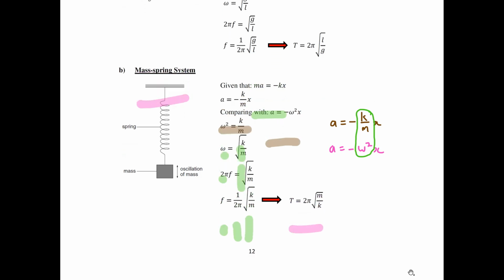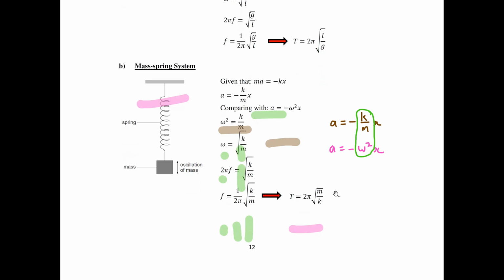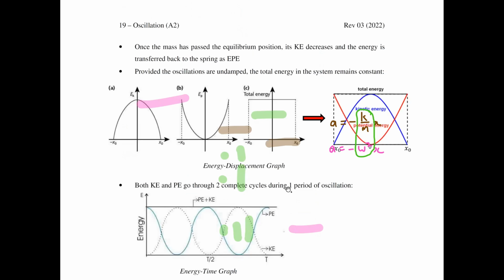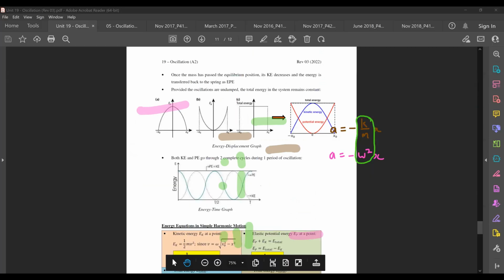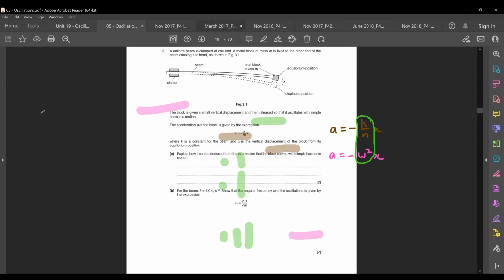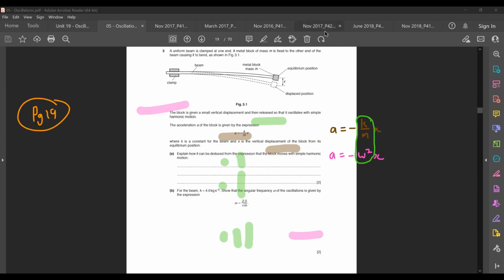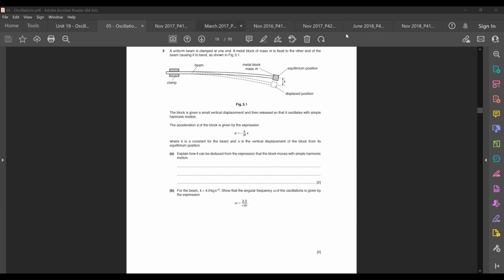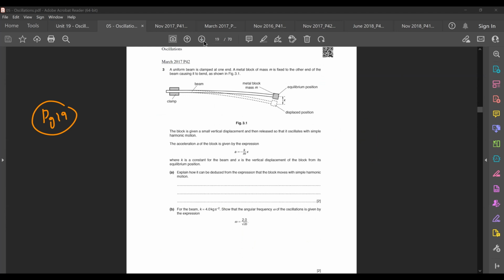Okay, so this is a common thing that you have to learn how to do in your exam questions. So to start it off, there are some questions that you can do. This one should be page 19 of your worksheet. Now, if you look at page 19 of your worksheet, this one is March 2017 P42.